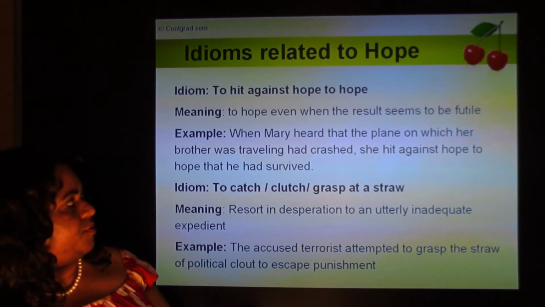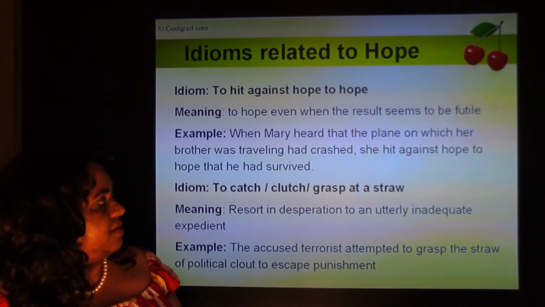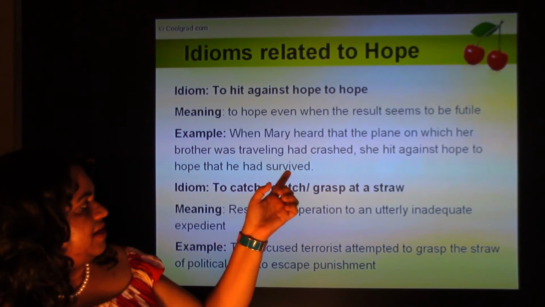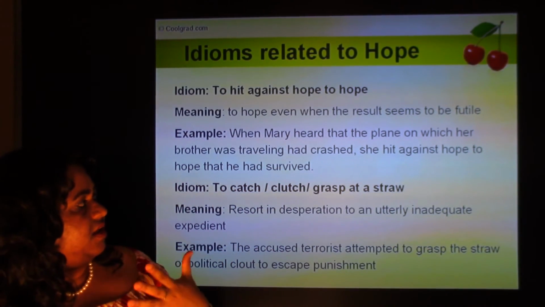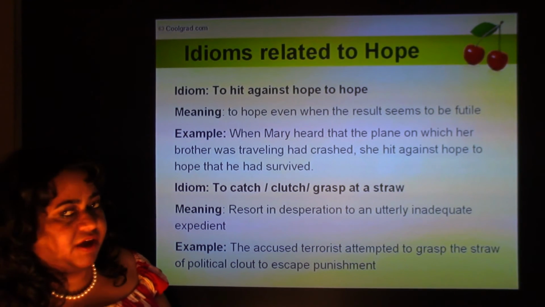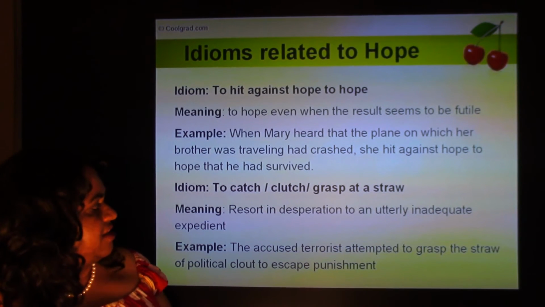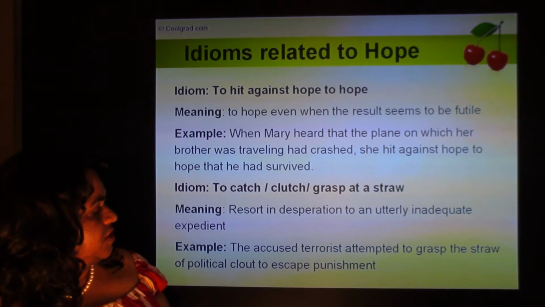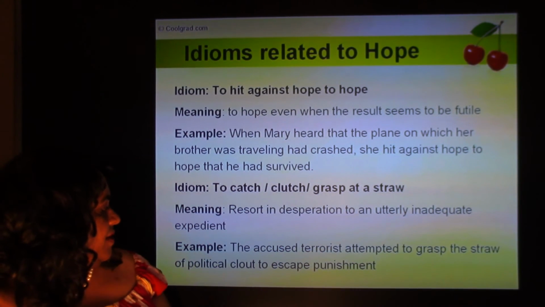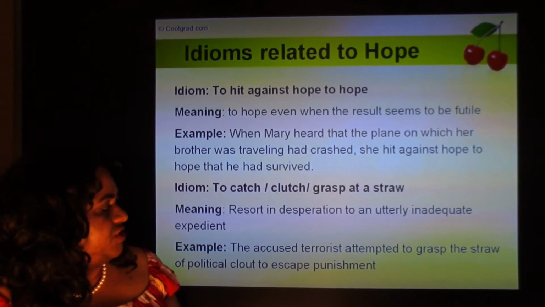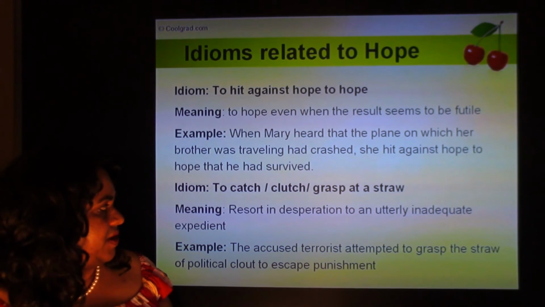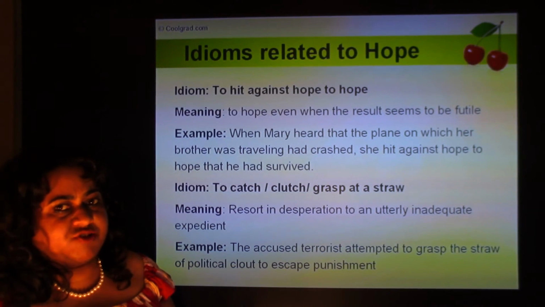To hope against hope: to hope even when the result seems to be futile. When Mary heard that the plane on which her brother was traveling had crashed, she hoped against hope that he had survived. To clutch or grasp at a straw: to resort in desperation to an utterly inadequate expedient, meaning the accused terrorist attempted to grasp at the straw of political clout to escape punishment. Resort in desperation to something.